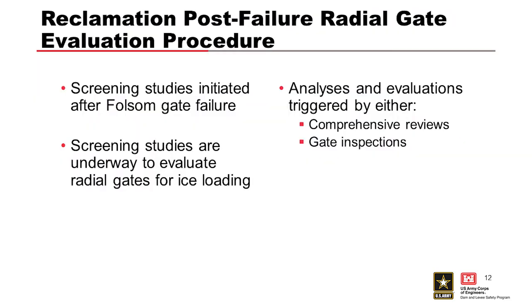So in response to that, the Bureau of Reclamation screened all of their radial gates in their inventory and determined if there were any gates at high risk. And then further down the line, a comprehensive review, which is performed every 8 years, which I believe is similar to the Corps' periodic assessments, would key off if the gates need to be looked at further. And also just the routine inspections of the gates, if there's something noticed, would also key off whether an additional evaluation needed to be made.